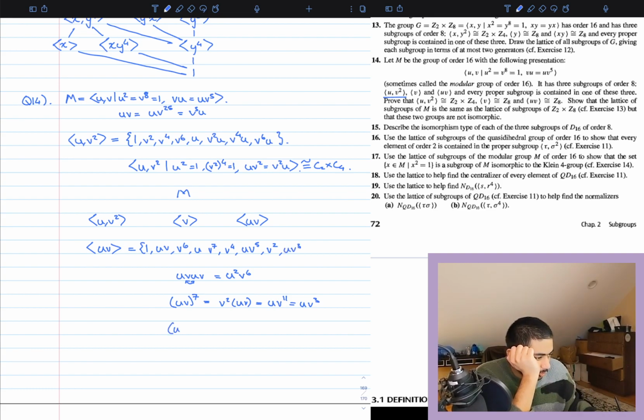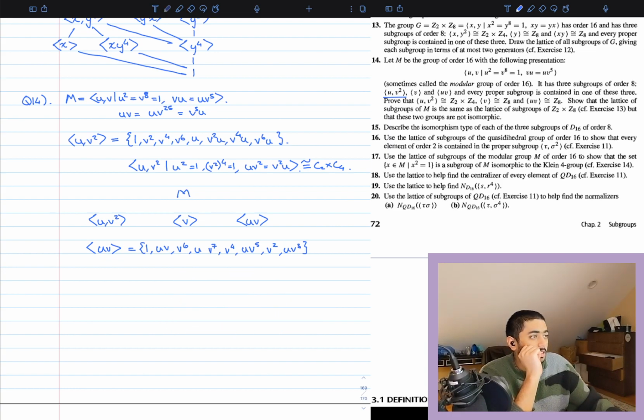And we can also check UV to the 8, which should be UV cubed times UV. Swap these two, get U squared V to the 16, which is 1. So that's it. Cyclic group of order 8. That looks horrible. Honestly, a really weird group. Really, really weird group. It might have been nicer if they started with this. They used this as the generator, but you know what? Whatever. Doesn't matter.